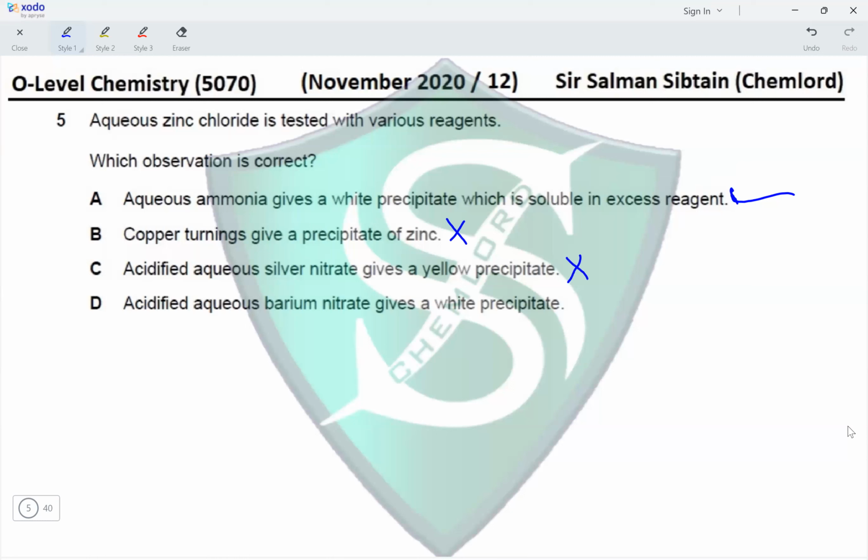Acidified aqueous barium nitrate gives a white precipitate. No precipitate will be seen because sulfate ions or sulfite ions are absent from our salt. So this makes option A the correct option for this question.